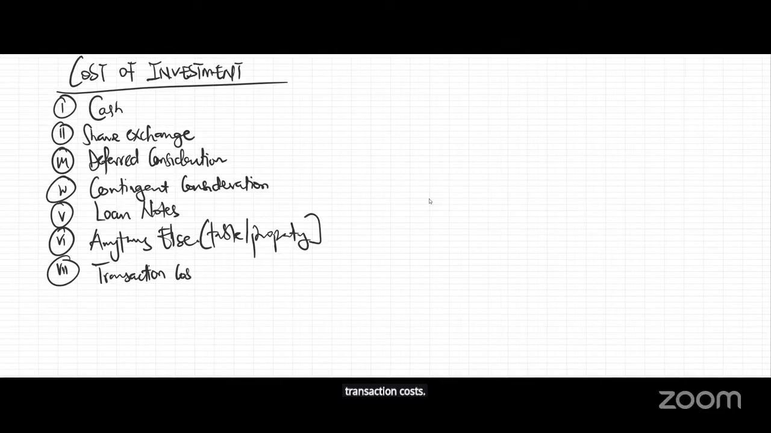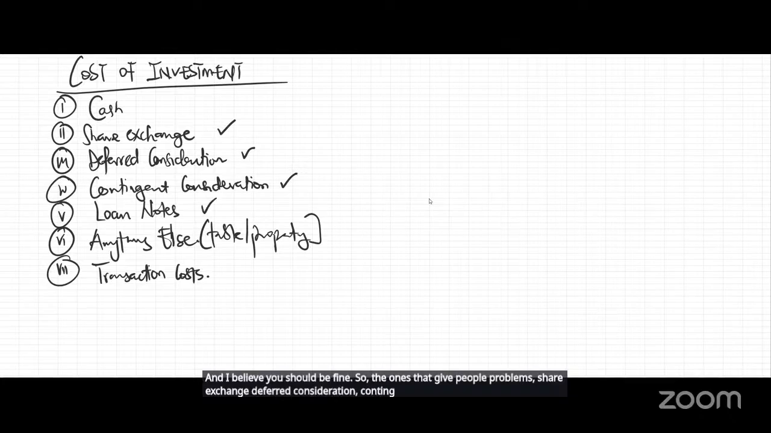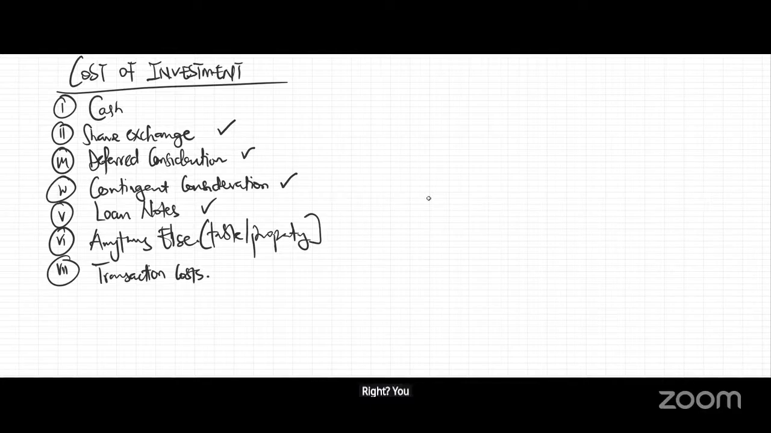So we are going to play around with this a little, and I believe it should be fine. The ones that give people problems are share exchange, deferred consideration, contingent consideration, and loan notes. Anything else is just straightforward, right? You debit that thing and credit the one that is bringing it in.